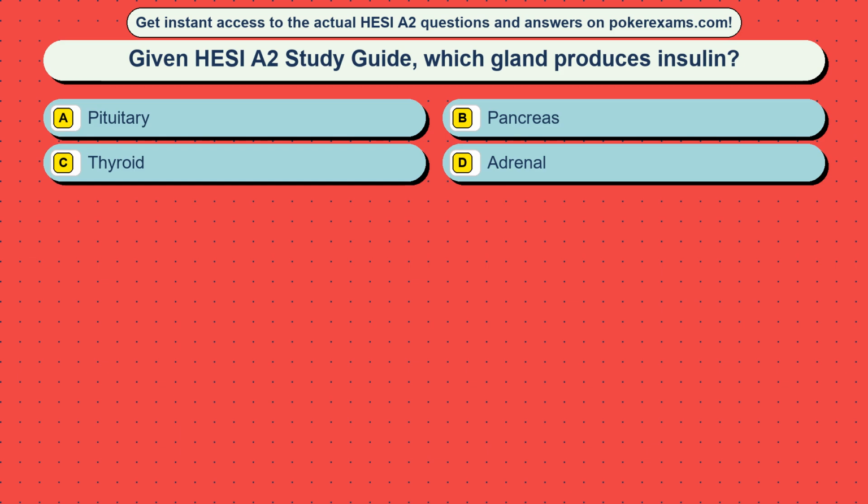Question 28. Given HESI A2 Study Guide, which gland produces insulin? Option A, pituitary. Option B, pancreas. Option C, thyroid. Option D, adrenal.